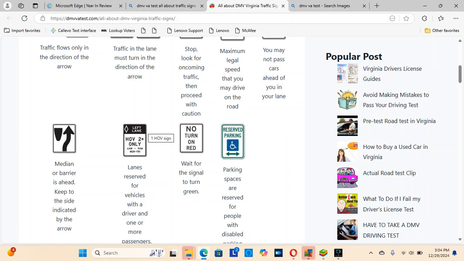This sign here, you'll see a lot of these in big cities where the lanes are reserved for vehicles with the driver and one or more passengers. This is when a lot of people like to carpool back and forth to work, and so you'll see a lane that's only dedicated for people that have two or more people inside the vehicle.